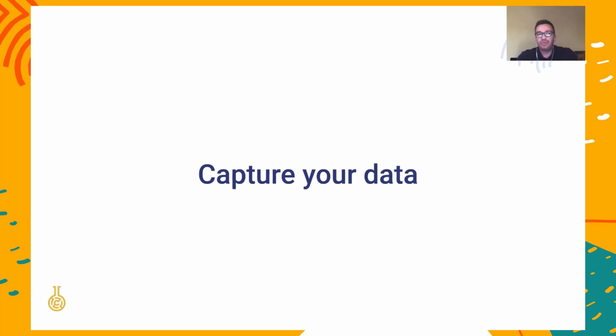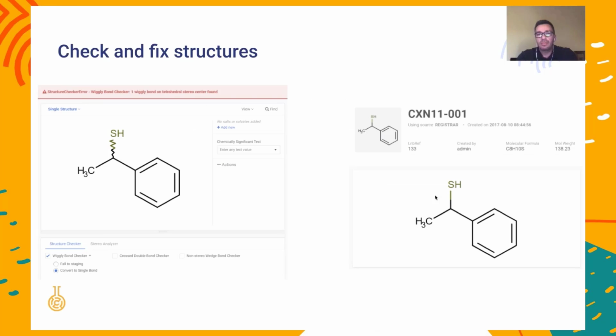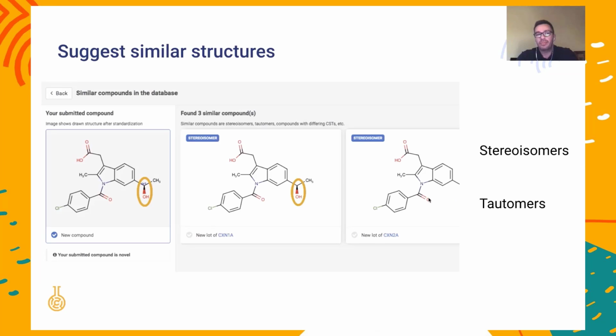So starting with the data capture, in case of compound data, it's usually about checking uniqueness, normalizing structures, recognizing salts, and adding some custom data fields. The normalization, besides the trivial normalization transformations, can also support the stereochemical representation needs of a certain company, while the duplicate checking is not only about duplicates, but also suggesting similar compounds, stereoisomers, and tautomers.